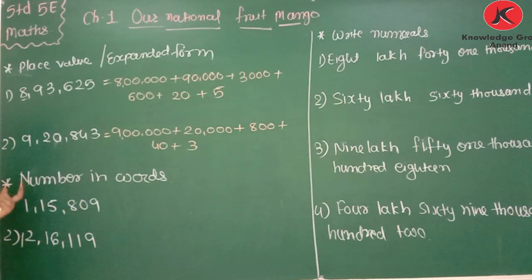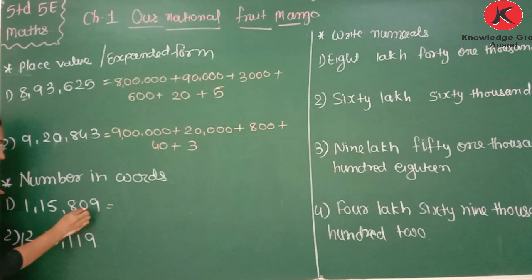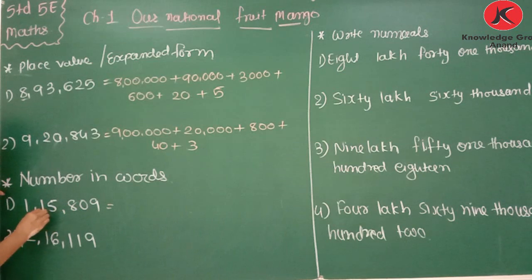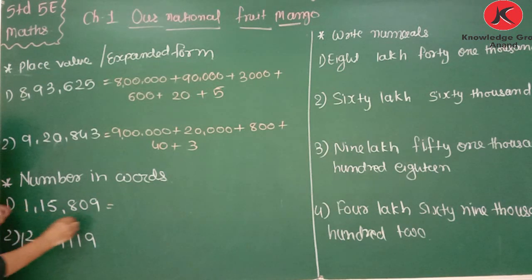Now, number in words. Number in words means write the naming word for this number. So how can we read it? You can say ones, tens, 100, 1000, 10,000 and lakh. So it is 1 lakh.